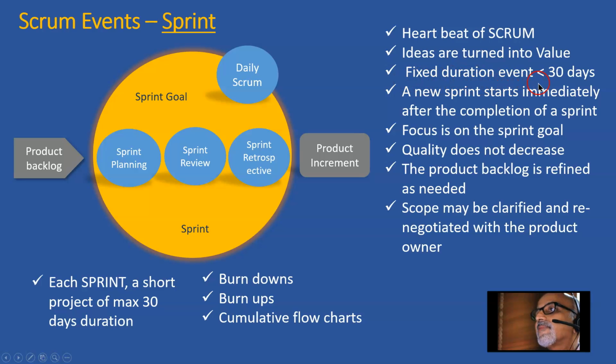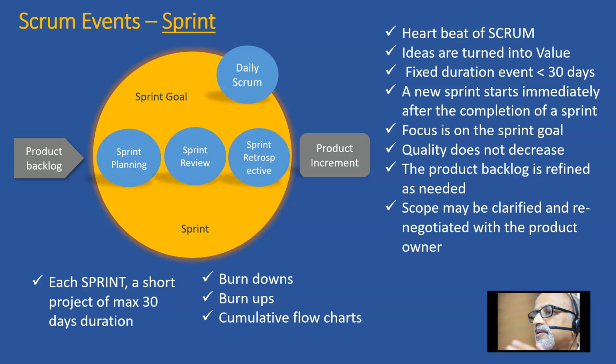Fixed duration event, less than 30 days. So a sprint cannot be more than 30 days duration. I've seen weekly sprints, I've seen fortnightly sprints, and I've seen 30-day sprints as well. But as per the Scrum Guide, a sprint cannot be more than 30 days. That is mandated.